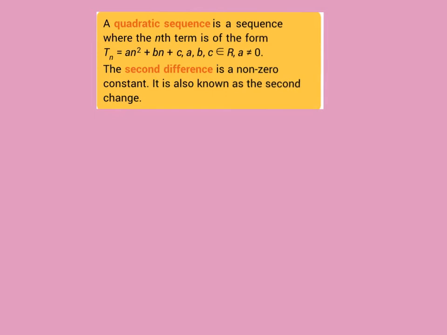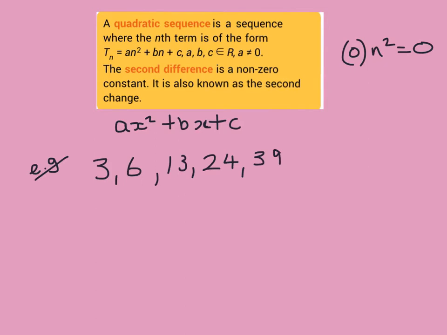And remember I said before that what we mean by a cannot equal 0 is that if a was equal to 0 in this case, 0 times n squared would give me 0, which means it would no longer be quadratic. We would have seen this before. I would have told you before that when we're writing a quadratic equation, we always need to make sure it's in the form ax squared plus bx plus c. So it's very similar to algebra and quadratic equations.